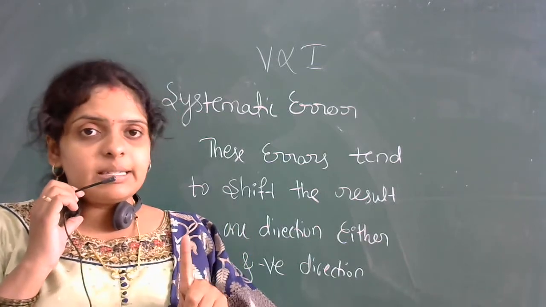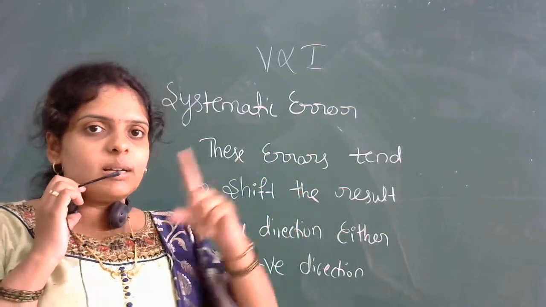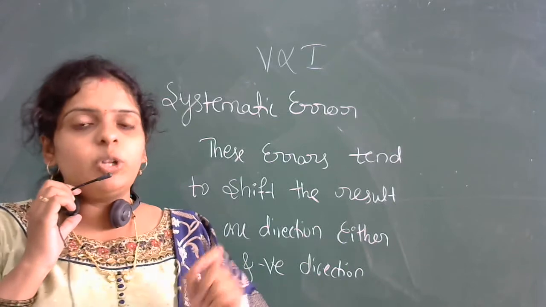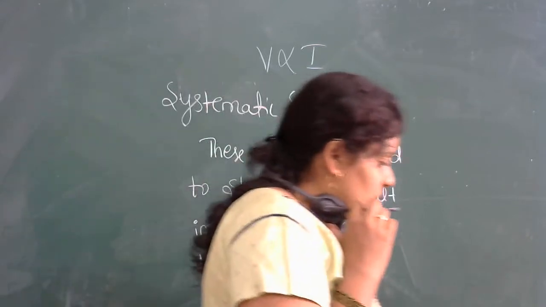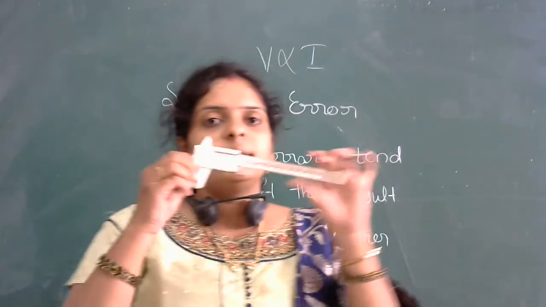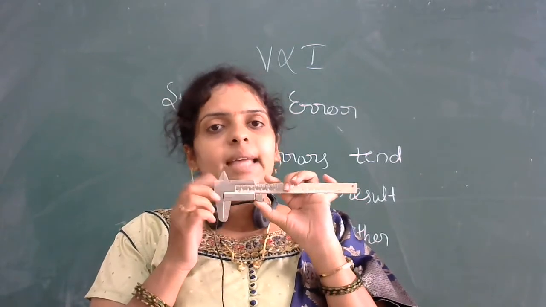So the first reason, the first type of systematic error. Why does the systematic error occur? In that we have the first type, that is instrumental error. What do you mean by instrumental error? I will show you one instrument here. So here we have an instrument. This is known as what? Vernier caliper. This is known as vernier caliper.